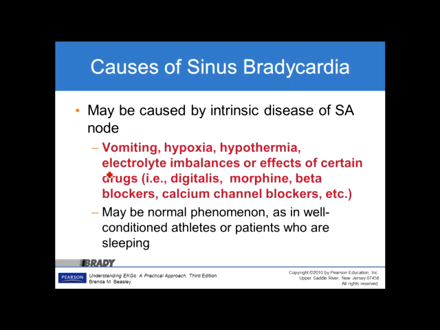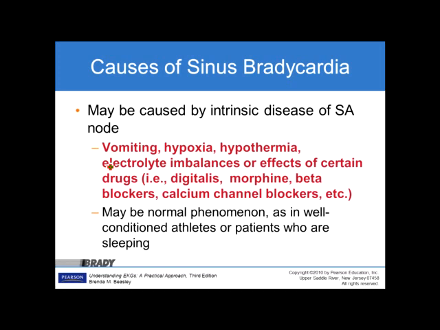It may be a normal phenomenon, as in well-conditioned athletes or patients who are sleeping. If you have Lance Armstrong, his heart rate is probably going to be bradycardic in his normal resting state. We are not going to give him a loading dose of atropine or something to correct the sinus bradycardia if he has one.